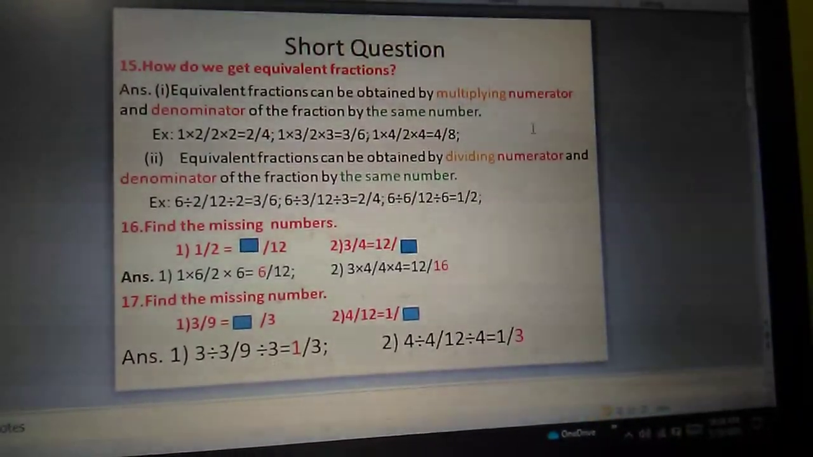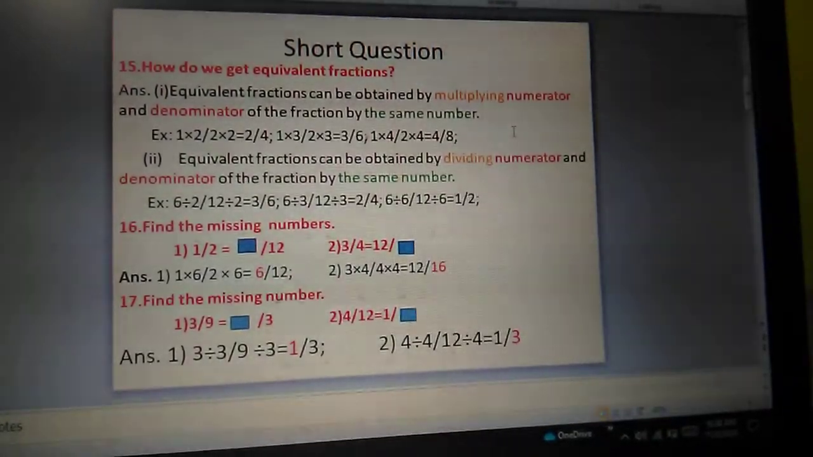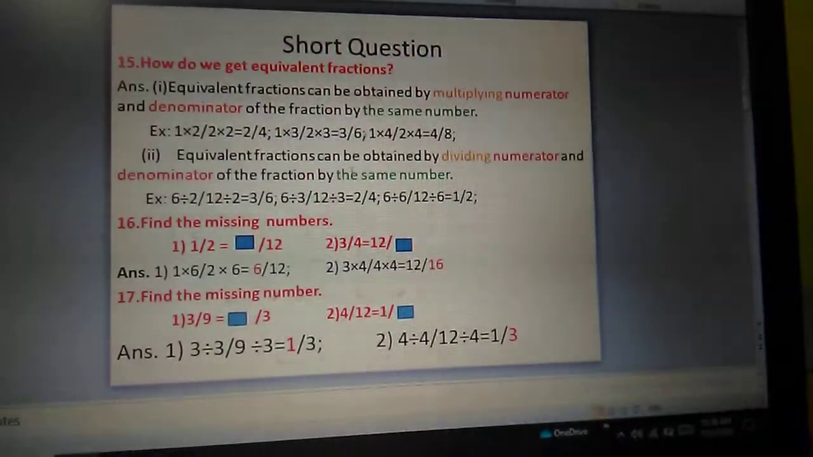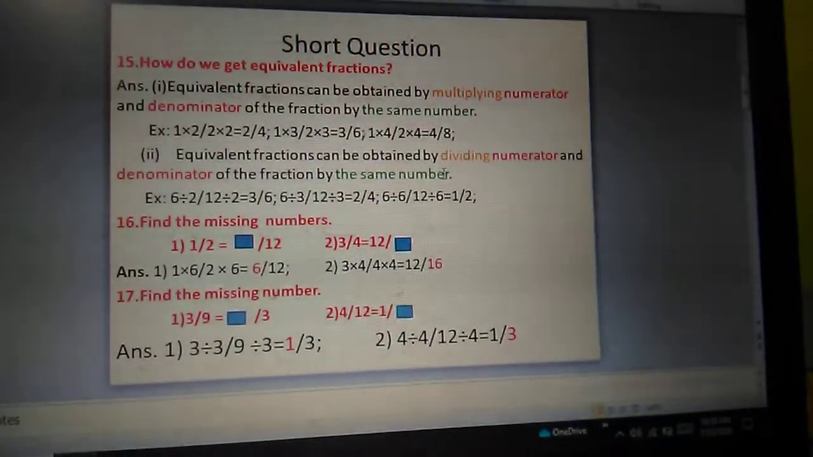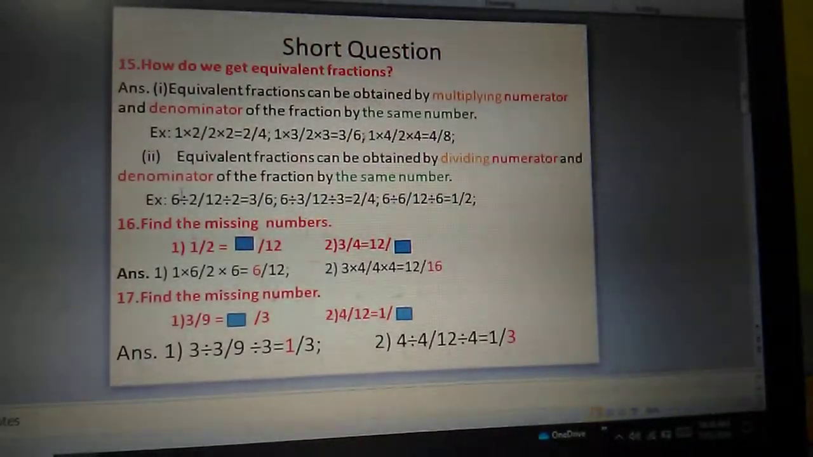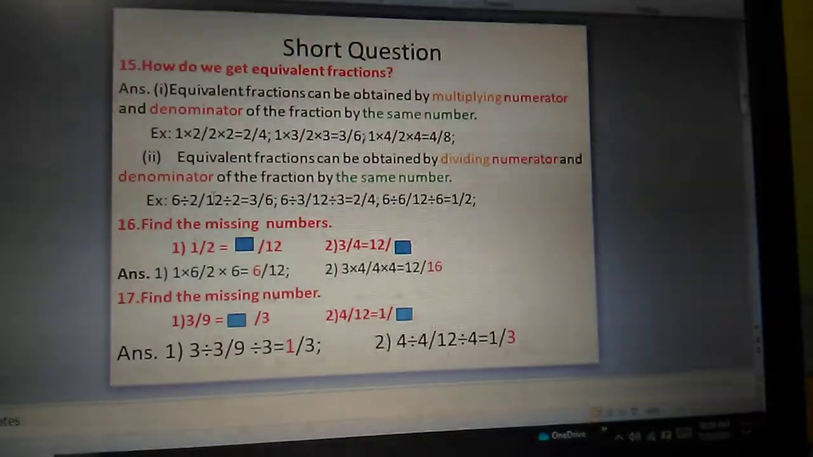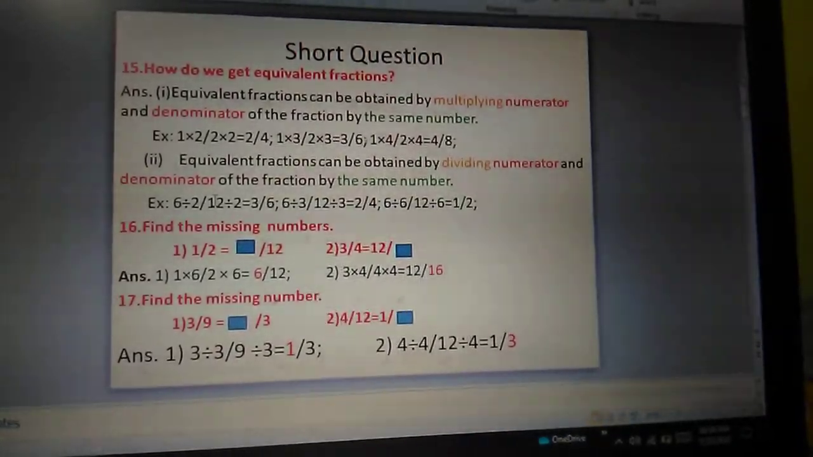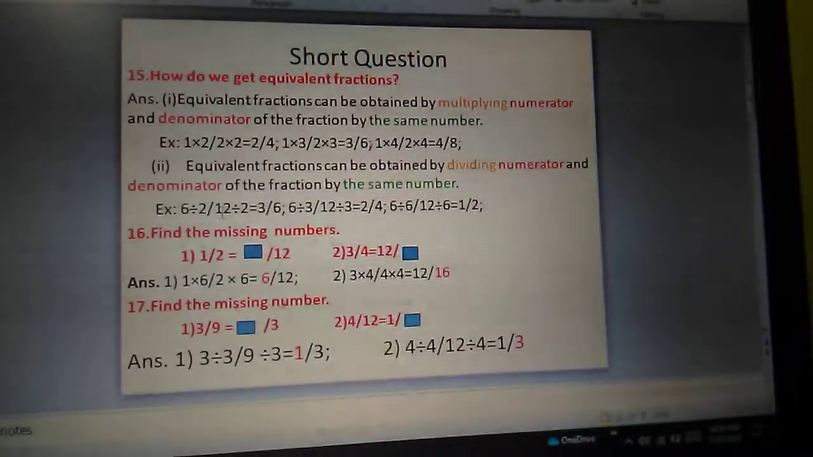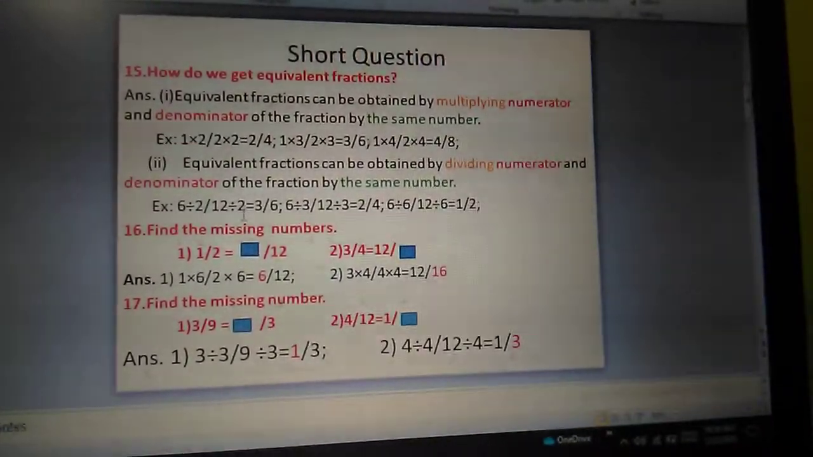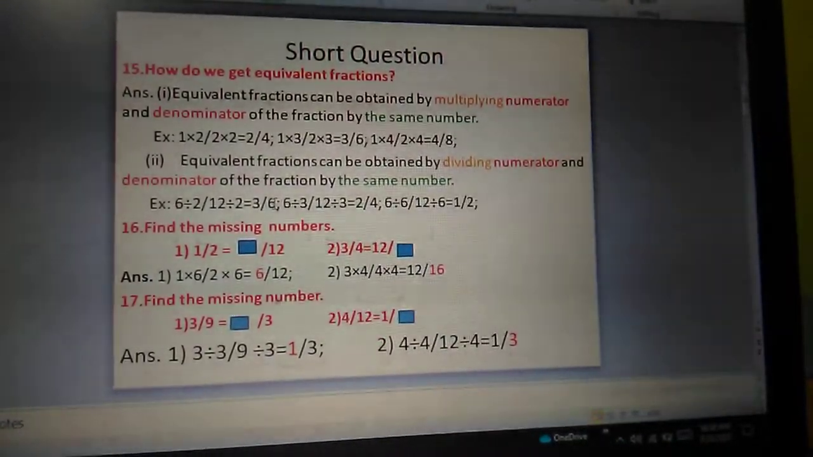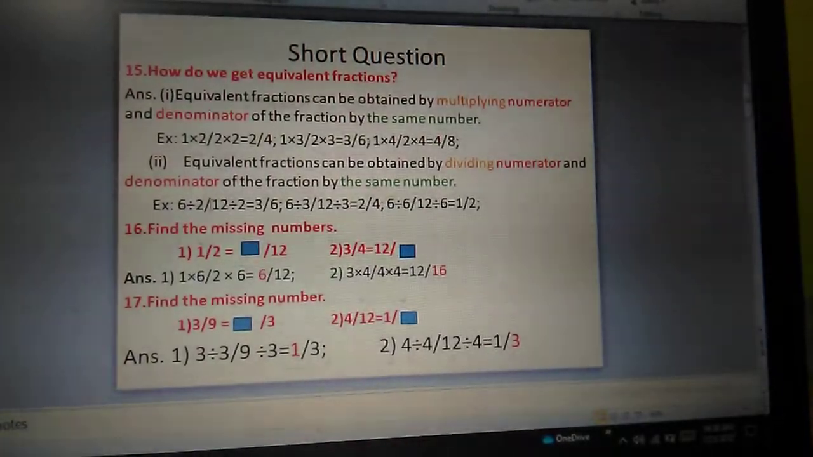In that way, by multiplying the numerator and the denominator of a fraction by the same number, we can get equivalent fractions. Now equivalent fractions can be obtained by dividing numerator and denominator of the fraction by the same number. How do we get them from 6/12? This is the given fraction. From this fraction we have to get the equivalent fractions. So 6/12, if we divide this by 2, the same number, we get 3/6. So this fraction is equivalent to 6/12.